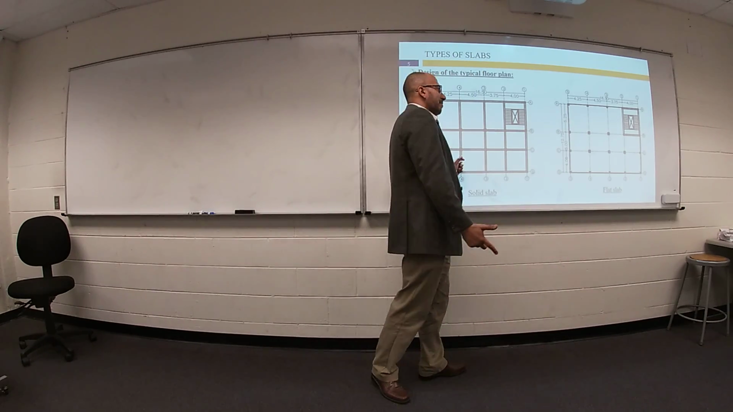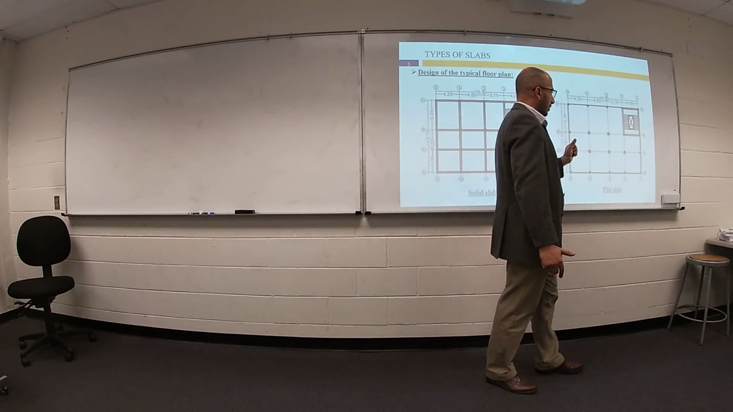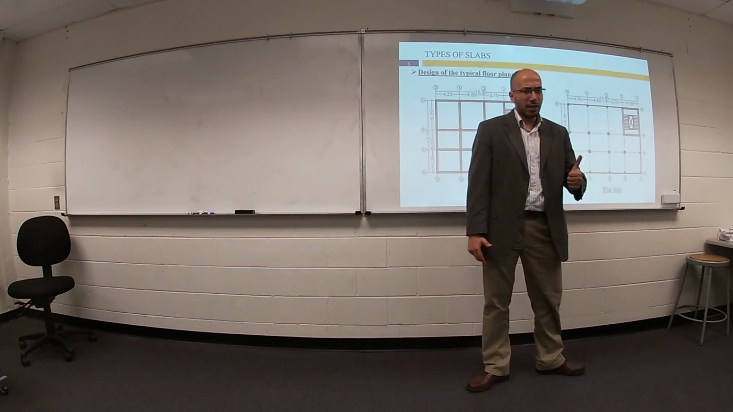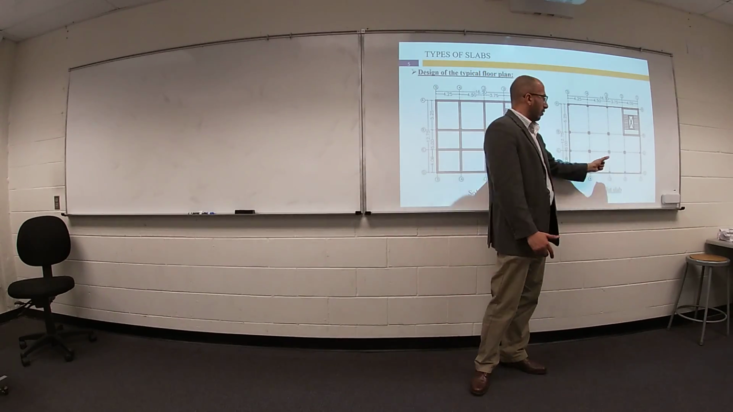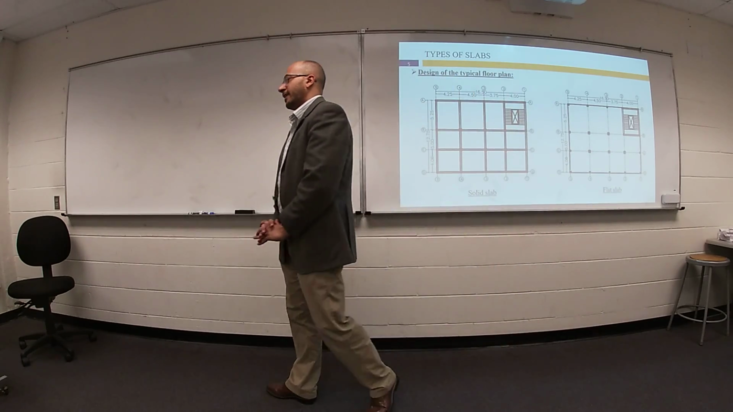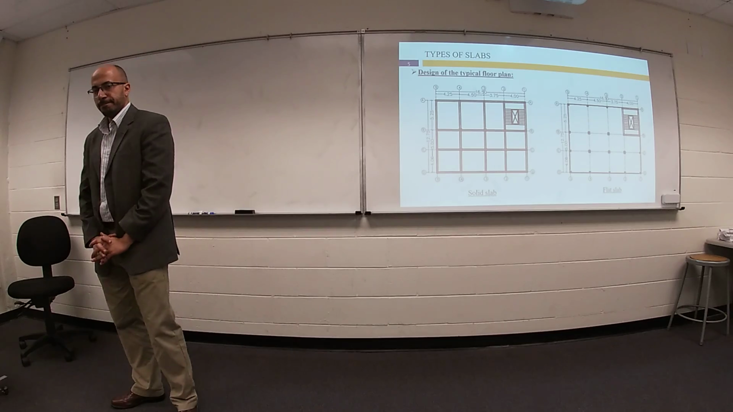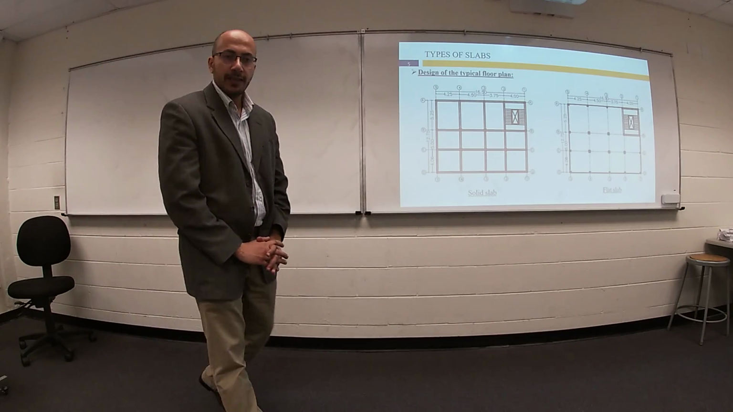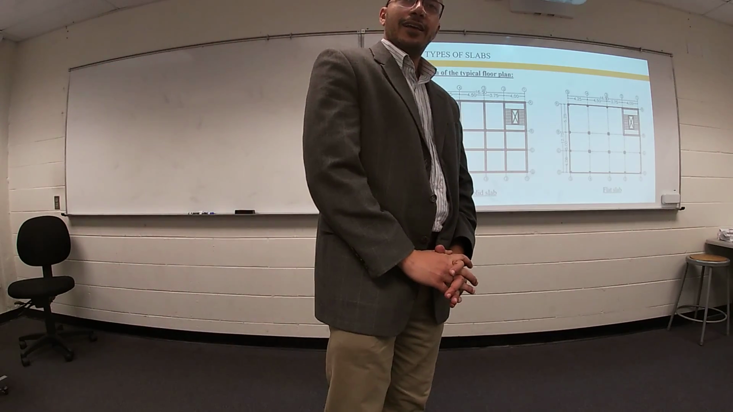is that the slab is supported by beams, and beams are supported by columns. Here your slab is supported directly by columns. We also have an issue with this one. What do you think? They require more concrete on the top of the column.